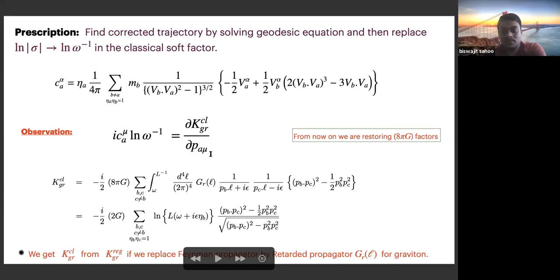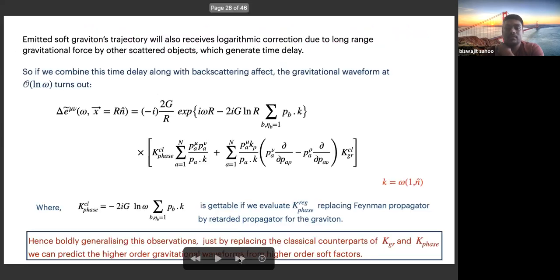Okay, so what I want to mention is that the acceleration term can be identified with a derivative with respect to the same eikonal factor, but when the eikonal factor is evaluated with the retarded propagator, not with the Feynman propagator. So what this tells us is that if we now replace this C_a log omega inverse with del del P_a mu of the same regulated eikonal factor, but with the retarded propagator, we can get the gravitational waveform up to subleading order.